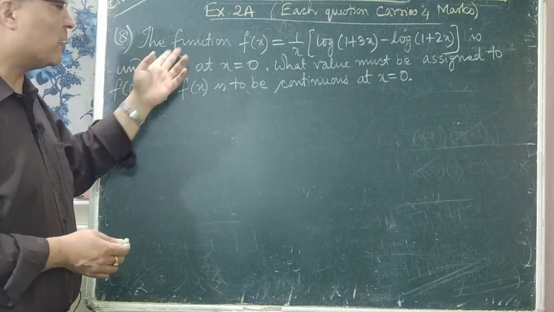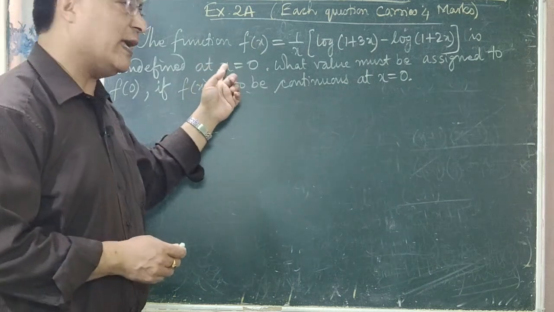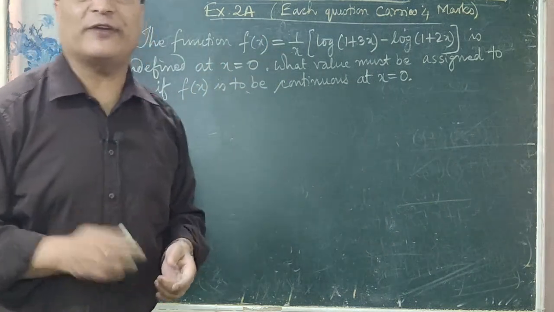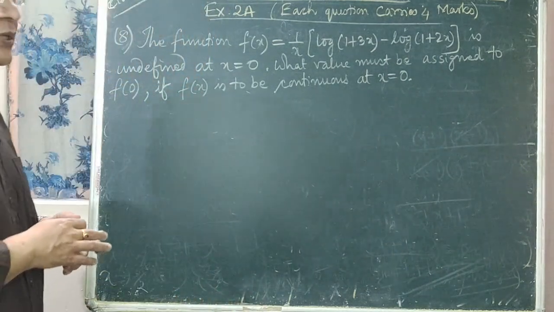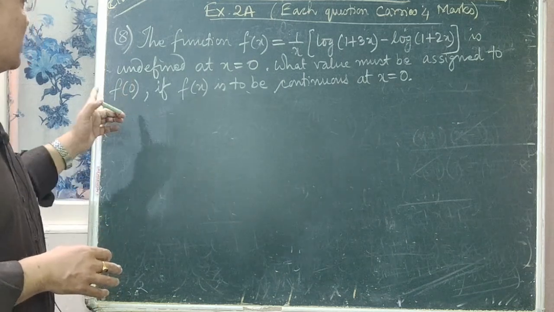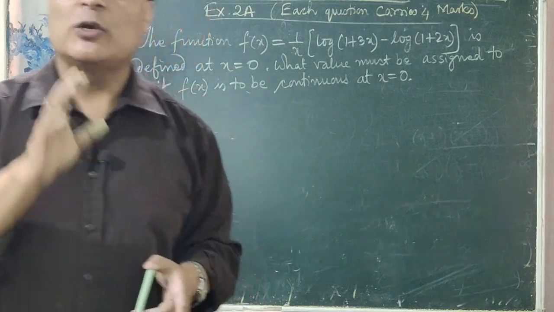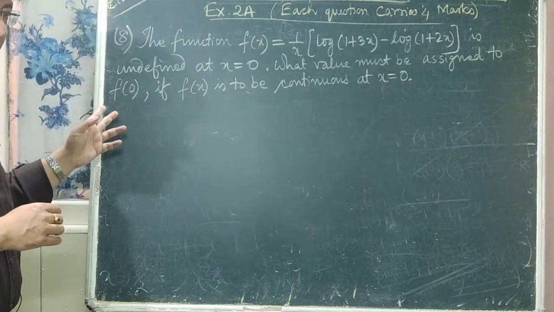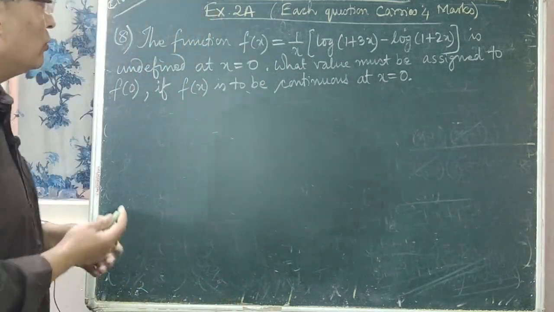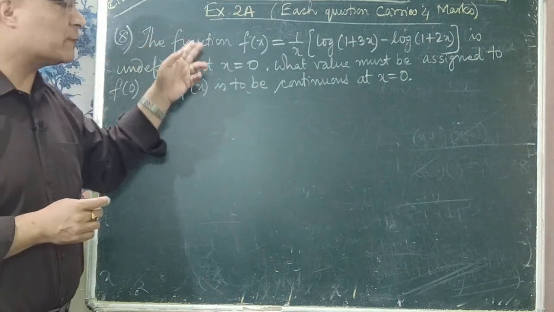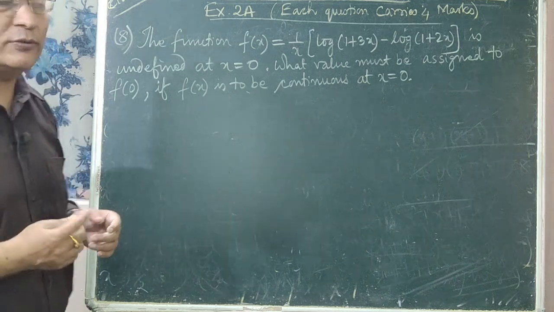So this function is defined when x not equal to 0, isn't it? So if x not equal to 0, then only this function of x is defined. The x is equal to 0 means undefined. Okay? So what value must be assigned to f of 0 if f of x is to be continuous at x is equal to 0? That means what should be the value for f of 0 if f of x is to be continuous at x is equal to 0? Okay. Now from the first part we can write down that the given function f of x is defined when x not equal to 0.